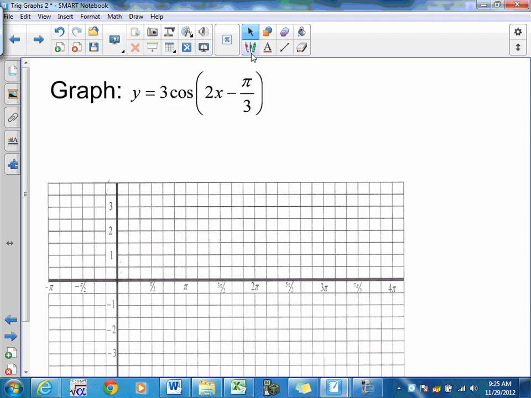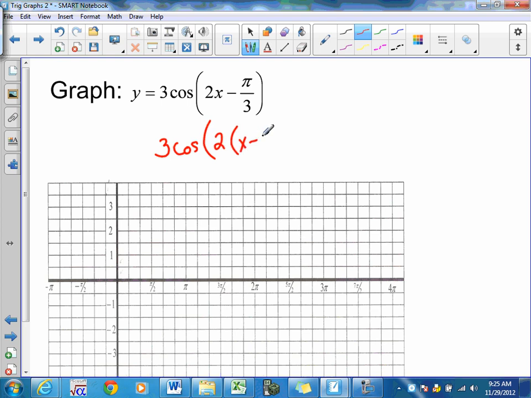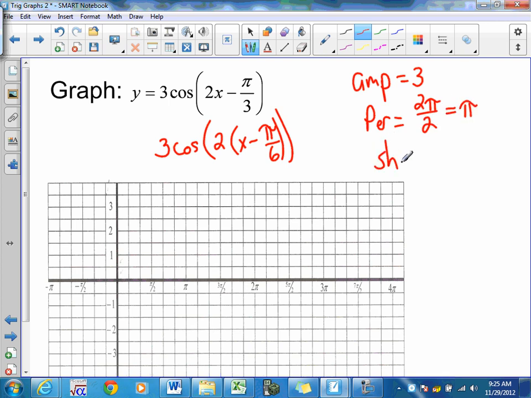Let's try another one. 3 cosine of 2x minus pi over 6. So first thing I need to do is I need to factor out the 2 so I can see what my shift is. So my amplitude is 3. My period is 2 pi over 2, which is pi. And my shift is pi over 6 to the right, which pi over 6 is 1 line.